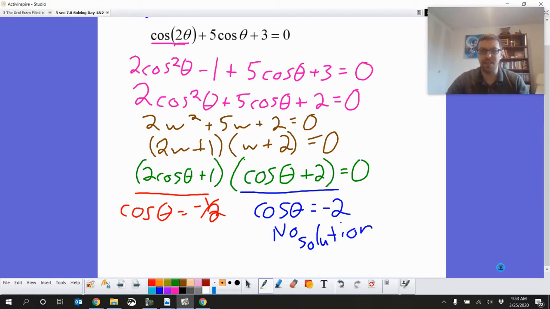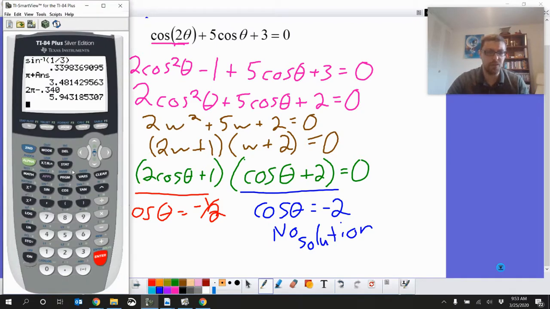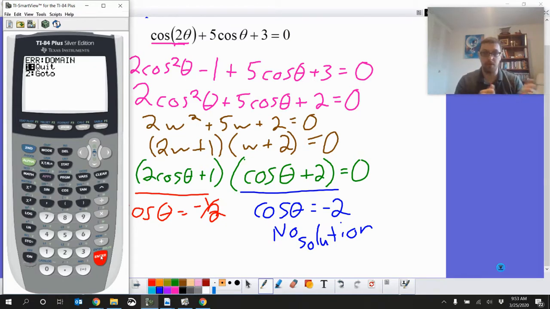You can even see that if, say, you were trying to work this one, and you forgot about that, and you go to your calculator and you're like, calculator, help me out. I don't know what to do. So you go inverse cosine of negative 2 because you're trying to solve it. And if you hit enter on that, the calculator blows up because it doesn't exist. It's outside of the domain of inverse cosine, or it's outside of the range of regular cosine. Because remember, when you swap from regular to inverse, domain and range switch. So that's why you get that domain error.